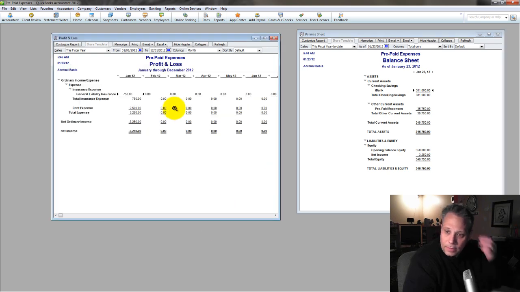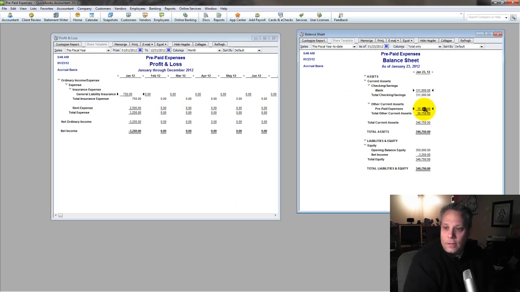Now, here's the thing. A lot of times people come to me and say, well, shouldn't I have a separate prepaid for each of these expenses? And my answer is not necessarily. You can. And there's my rent, by the way, coming in on the P&L. But my thing is, let's try and keep the balance sheet nice and clean.